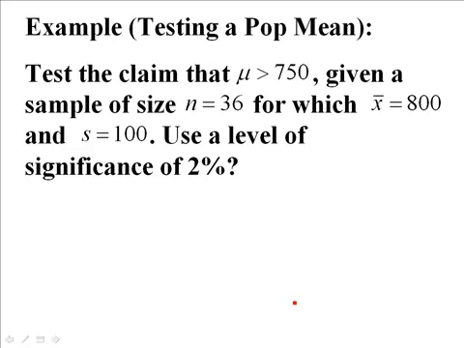So this problem is called testing a population mean, and it says test the claim that the population mean mu is bigger than 750 given a sample size of 36 for which the sample mean x bar is 800 and the sample standard deviation is 100. Then it says use a level of significance of 2%.